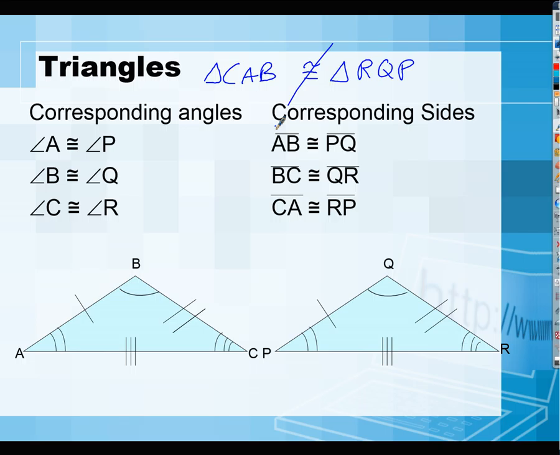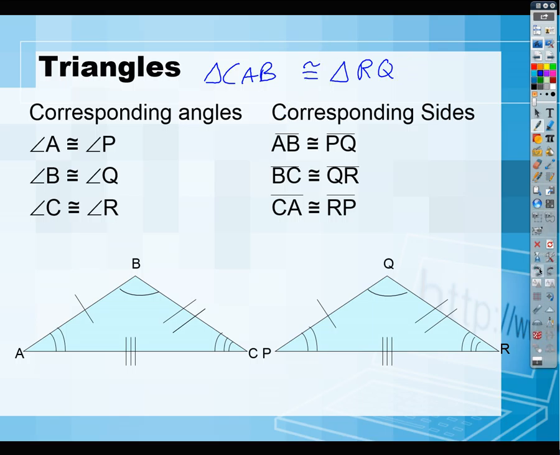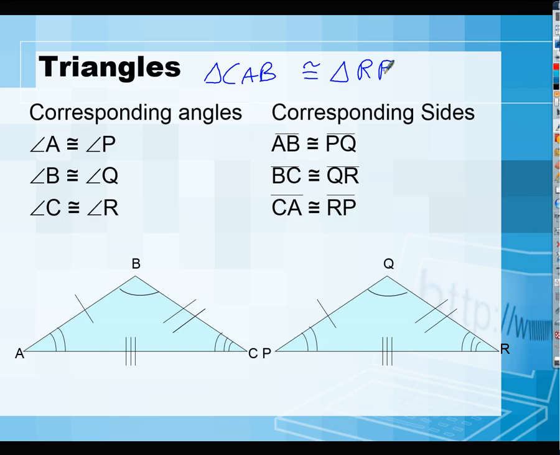How come? Because I didn't line up the corresponding parts. There has to be a one-to-one correspondence between the angles and the sides in the way that I write the triangles, right? So I'd have to backtrack a little bit here. And I know that angle C goes with angle R, angle A goes with angle P, and angle B goes with angle Q. So that's one way of writing a correct congruent statement between those triangles.